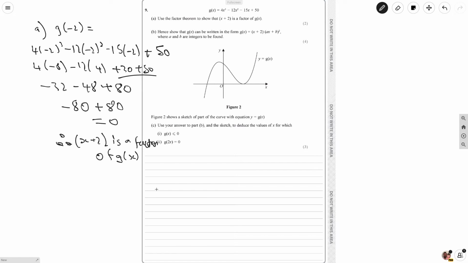That's really using the factor theorem. Like I say, if you've got a different number, you're just finding the remainder. So try not to think of the factor and remainder theorem as different things. They're one and the same thing. Okay, so that's part A.